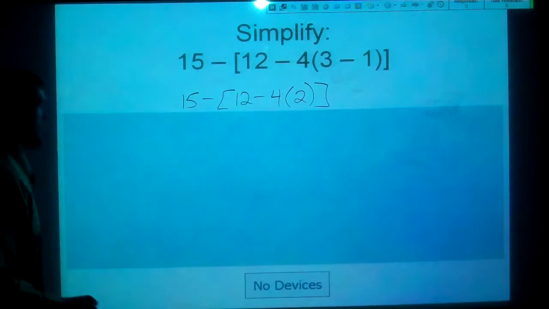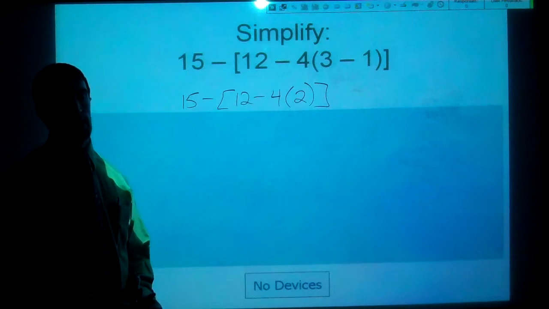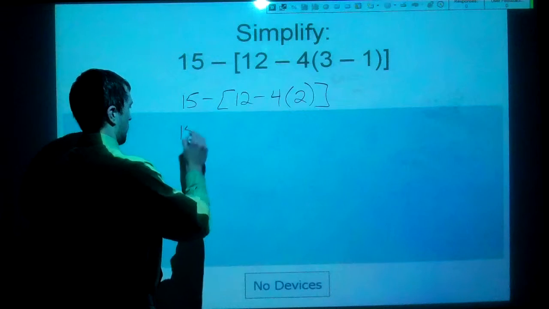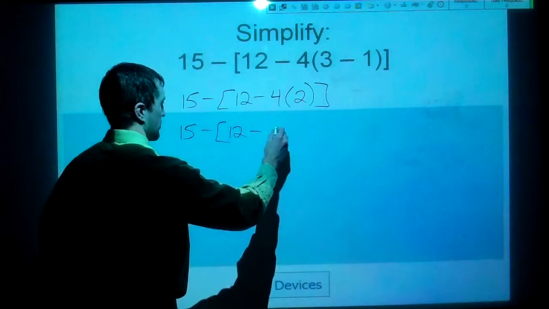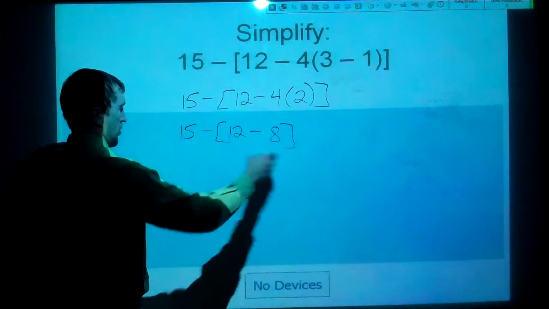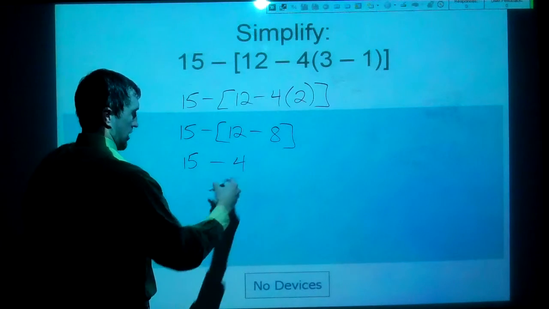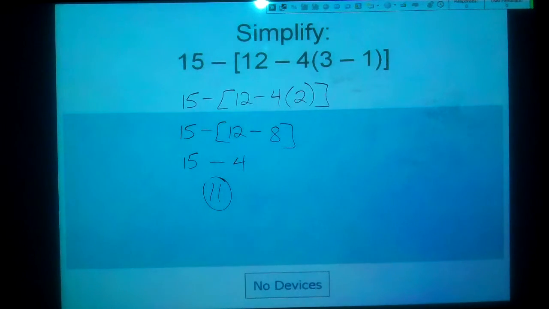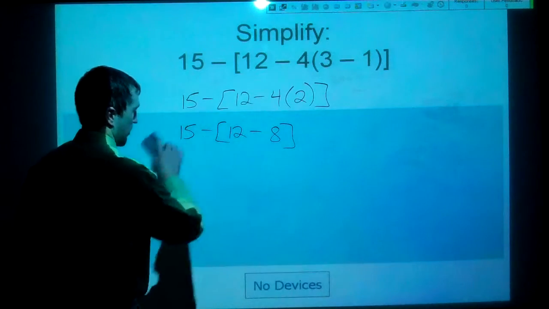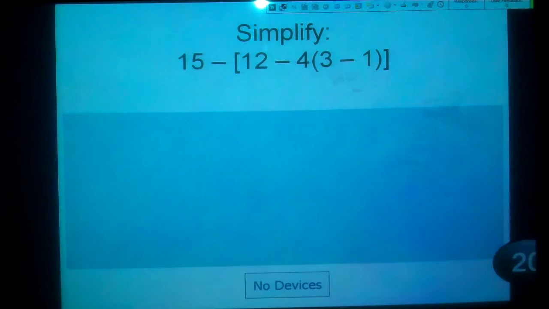Multiplication comes first. Remember, please excuse my dear Aunt Sally. Multiplication comes before adding or subtracting. So we got to do 15 minus 12 minus 4 times 2 is 8. And then we do what's in here. So 15 minus 12 minus 8 is 4. 15 minus 4 is 11. It helps to rewrite things and move in a vertical motion. That's what I do. I suggest you do the same thing. Maybe you don't need to. Just helps me out a lot, though.